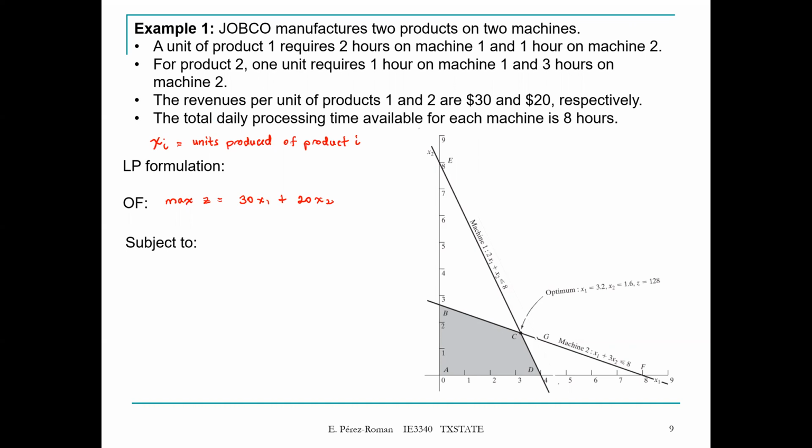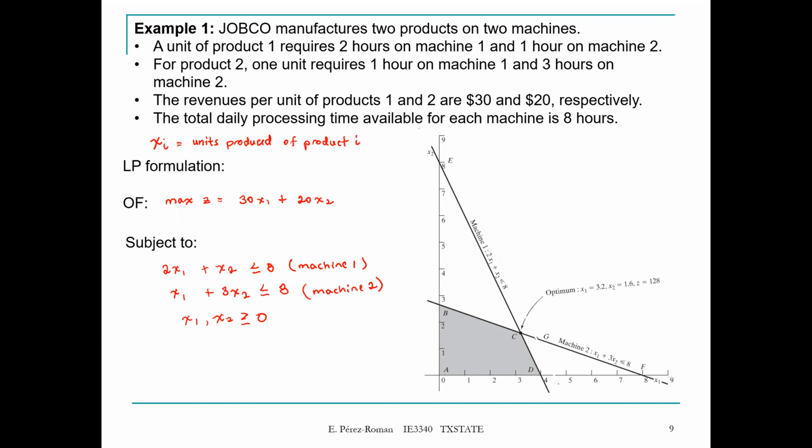And this is going to be constrained to these hours, 8 hours for machine one and machine two. So the time it takes to produce part one plus the time it takes to produce part two on machine one has to be less than or equal to 8. So 2x1 plus x2 less than or equal to 8 is for machine one. And then for machine two, we have x1 plus 3x2 less than or equal to 8. This is machine number two. And don't forget the non-negative values for our decision variables.